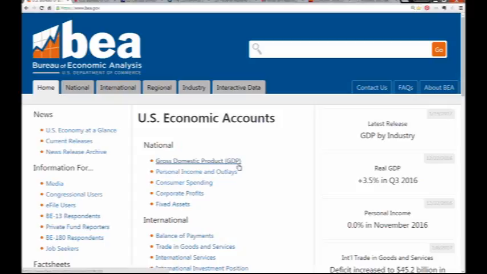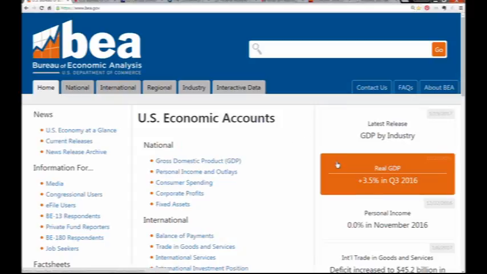That first release will be coming out typically the last Friday of January, or perhaps the first Friday of February. And then a couple of weeks later, they'll come out with a revision, and then a couple of weeks after that, they will come out with another revision. So they give you kind of an initial estimate, then as they go through and firm up the numbers, they provide more information.